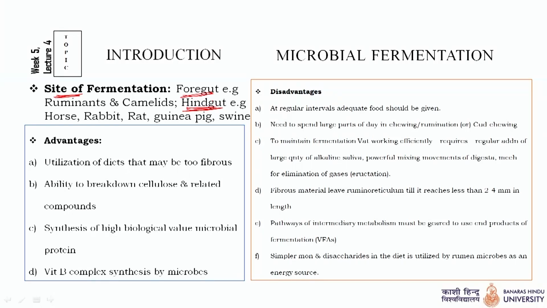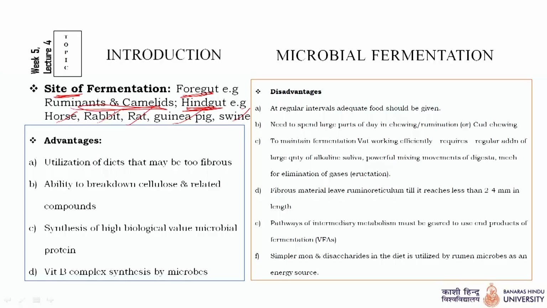Hindgut means, hind means back. So it is after the stomach, that is hindgut fermenters. That means the fermentation takes place after the stomach part. Whereas there are certain animals where the fermentation takes place before the stomach, that is a foregut fermenter. Examples of foregut fermenters are ruminants and camelids, the camels, right? And then hindgut fermenters: horse, rabbit, rat, guinea pig and swine.